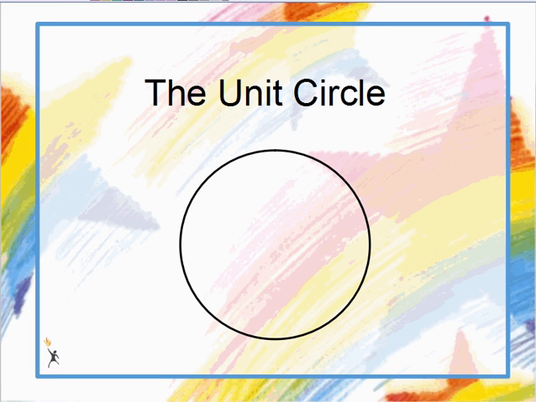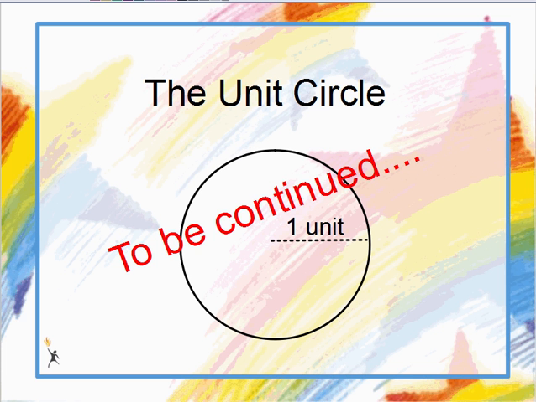To start the unit circle, we're not going to go very far with this today. I think we better leave that for another time. The unit circle is called a unit circle because its radius is always 1 unit, whether that be 1 inch, 1 foot, 1 centimeter, 1 meter. It's always going to have a radius of 1. Keep that in mind. We'll call this to be continued.